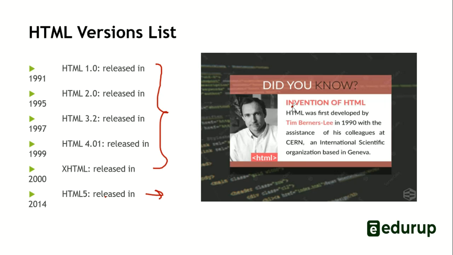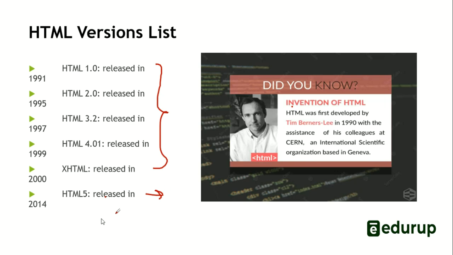Next, the invention of HTML. Who invented HTML? HTML was first developed by Tim Berners-Lee in 1990 with the assistance of his colleagues at CERN, an international scientific organization based in Geneva. So now you got the point: whoever asks who developed HTML, you have to say Tim Berners-Lee. Now we have learned about HTML versions and who invented HTML.